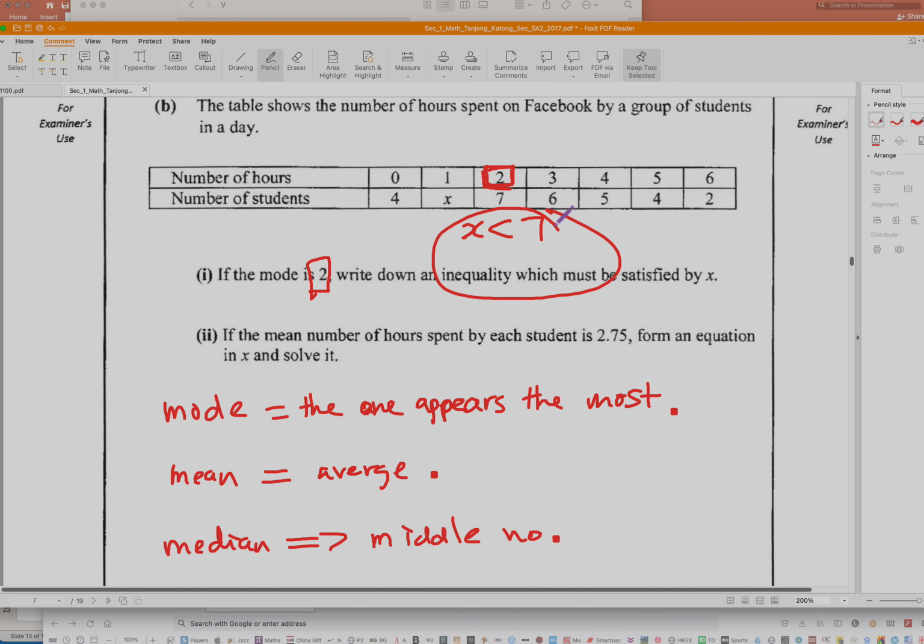That means 6, 5 can, all the way, but it cannot be 7. Because if x is 7, then 2 is not the mode already; 1 is the mode. In fact, this one is under statistics, which is your last topic of the year. So you need to write down these 3 definitions first.